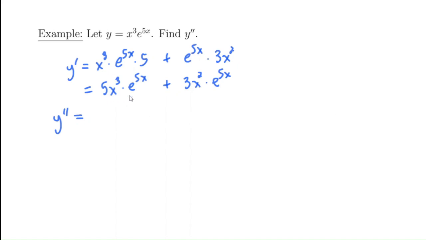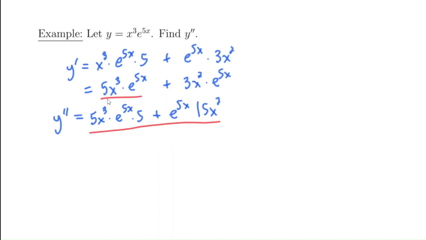So let's do the derivative, first of all, of this thing here. So we get the first function, 5x cubed, times the derivative of the second, that'd be e to the 5x times 5, plus the second function, e to the 5x, times the derivative of the first one, which would be 15x squared. So all of this right here, that's the derivative of this. Okay, now what about the derivative of this? Okay, well, let's do the derivative of that part now.